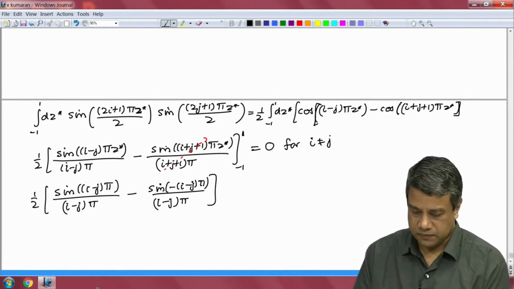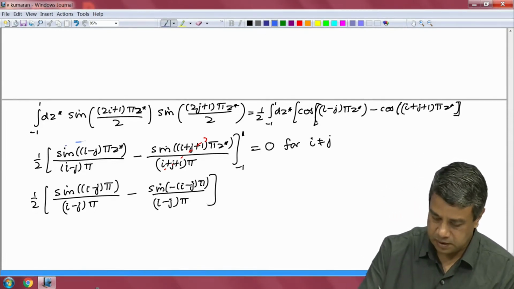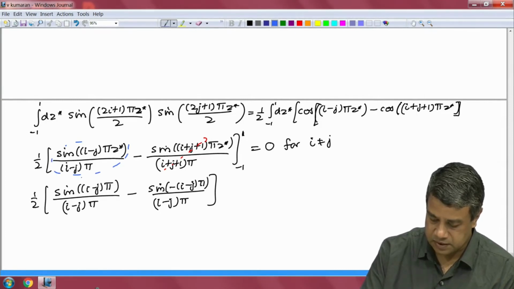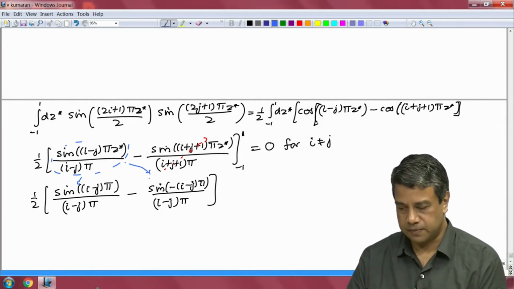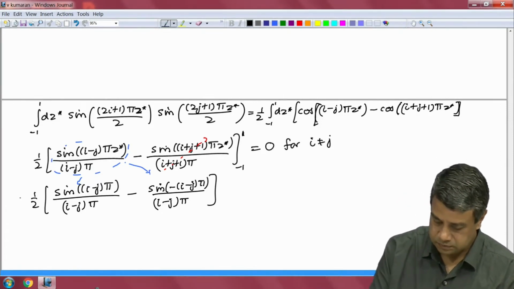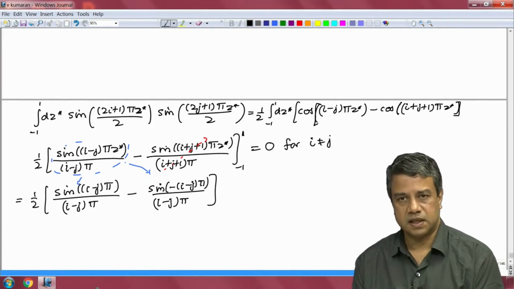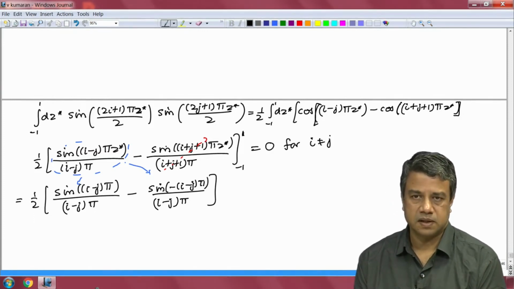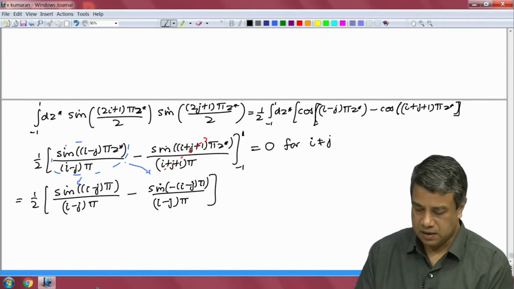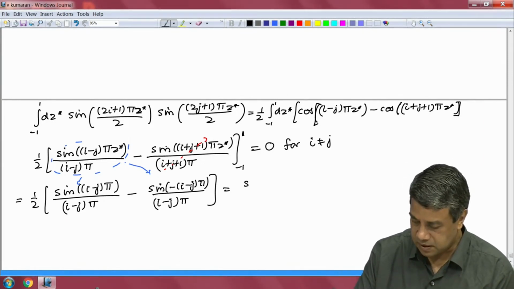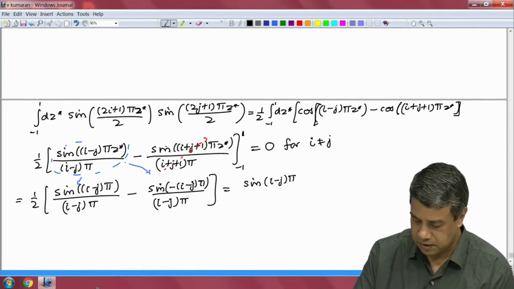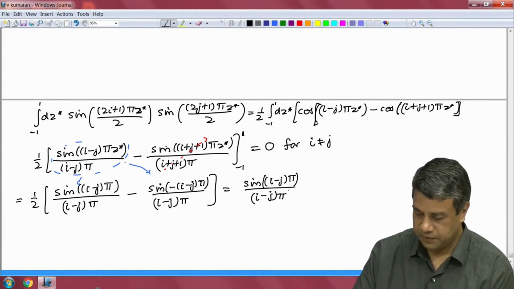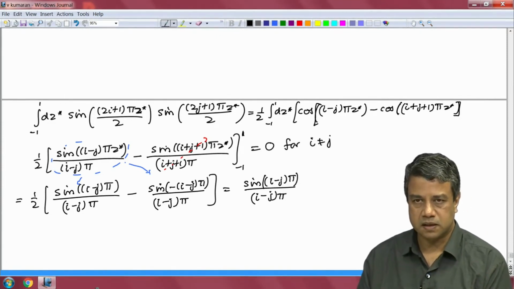Okay. So, the first term at the upper limit when z is equal to plus 1 gives you this, and the first term in the lower limit when z is equal to minus 1 gives you the second term. Okay. And you can see that sine of a minus something is equal to minus sine of that. Okay. So, this basically becomes equal to sine of (i minus j) pi by (i minus j) pi, okay, because both terms in this are equal.